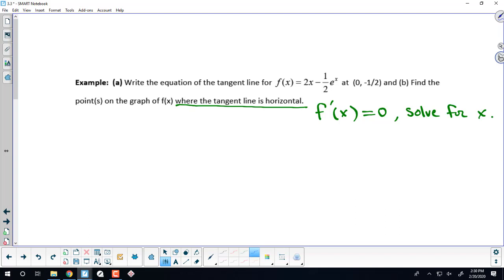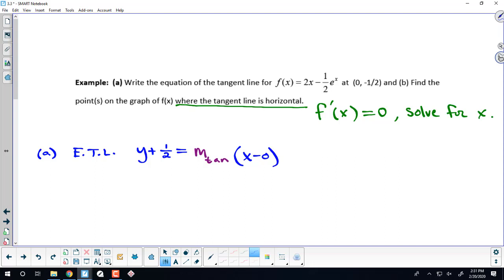Okay, so the first part though is to write the equation of the tangent line at the point (0, negative 1/2). Equation of the tangent line, remember, is y minus the y coordinate equals the slope of the tangent line times x minus the x coordinate. So really, when you're asked to find the equation of the tangent line, you just need to find the slope of the tangent line at that point.